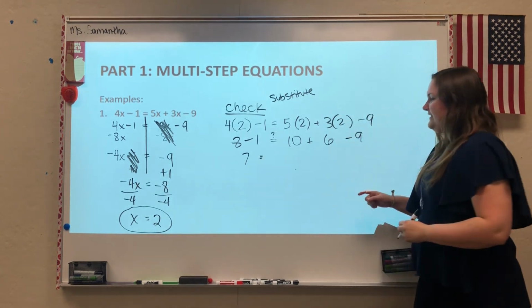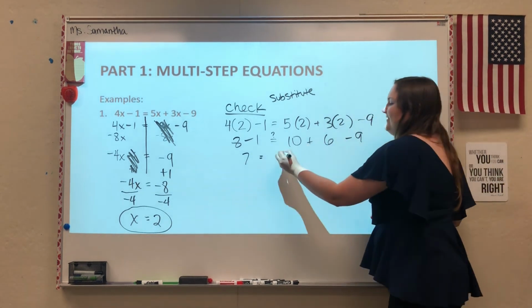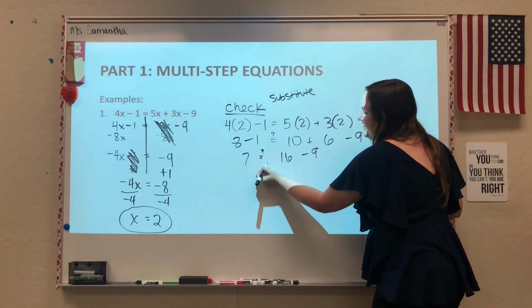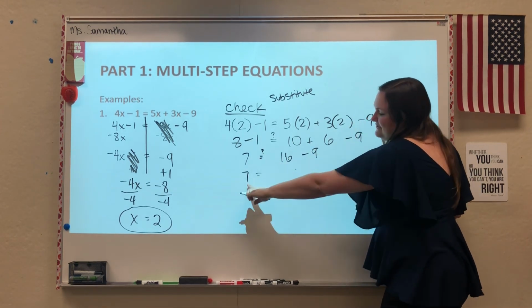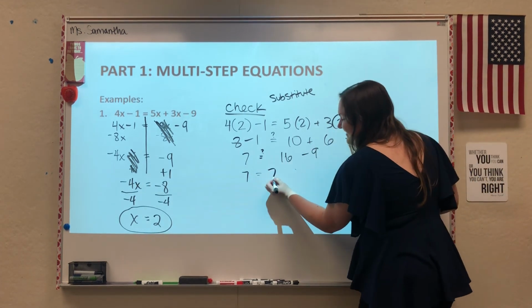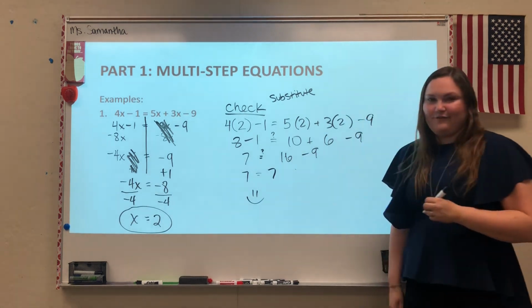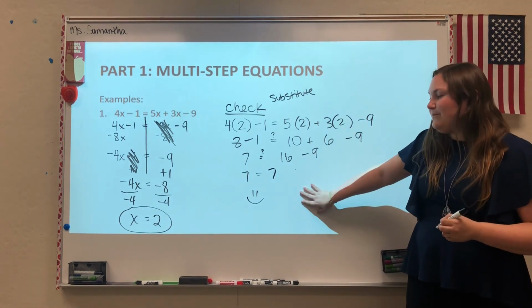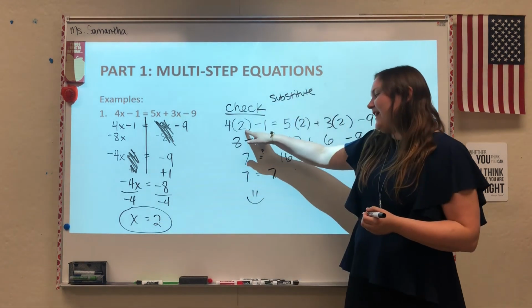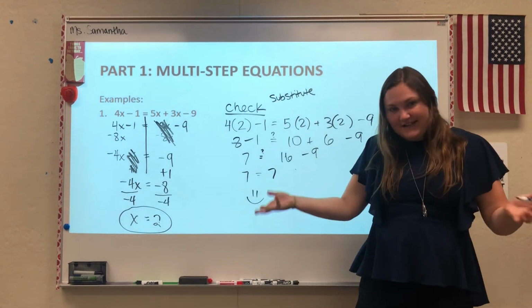And then over here on this side, 10 plus 6 is 16. So we get 16 minus 9. Well, the left side it was 7. The right side, 16 minus 9, is 7. That is exactly what we're looking for. What we did there is we proved why x is 2. We said if I put 2 for x, it shows that the two sides are equal.